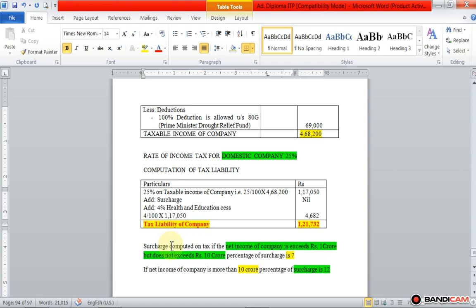Then education cess is 4%, which is also paid on tax, okay, not on income. We compute education cess on tax. So the tax is 1,17,050. So compute 4% on 1,17,050. So we get 4,682. Add this 4,682 to 1,17,050. We get 1,21,731. It is the tax liability of the company. Got it?